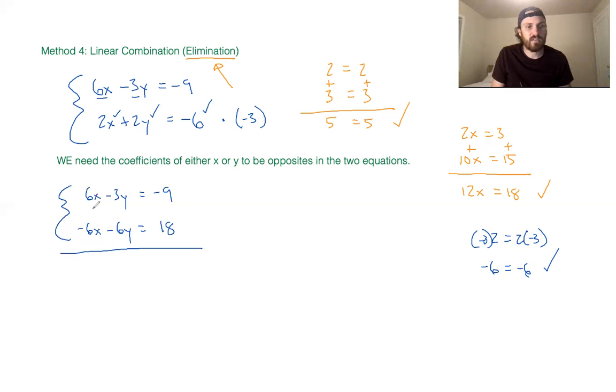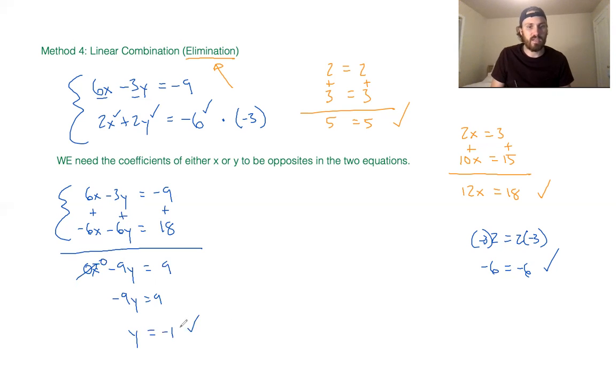Now 6x plus -6x is 0x. -3y minus 6y is -9y. And -9 plus 18 is 9. So I end up with 0x, gone. So I end up with the equation -9y equals 9, and so y would equal -1, which is what I expect.